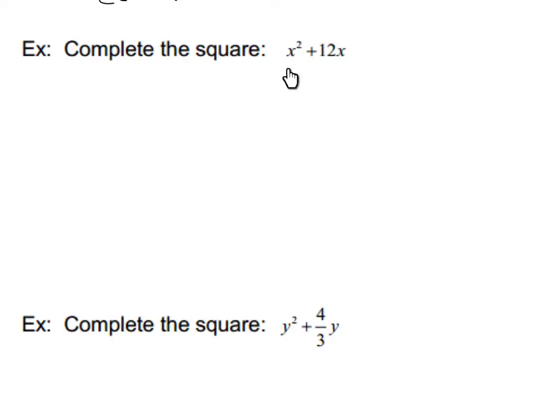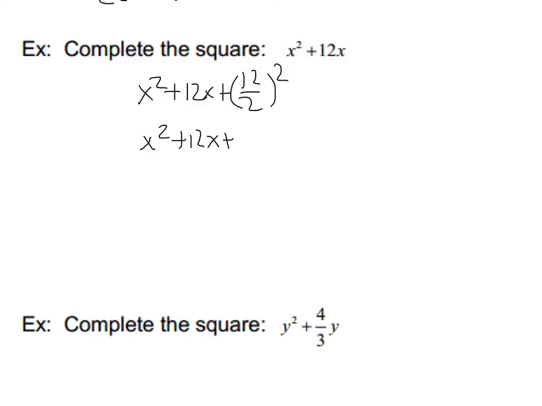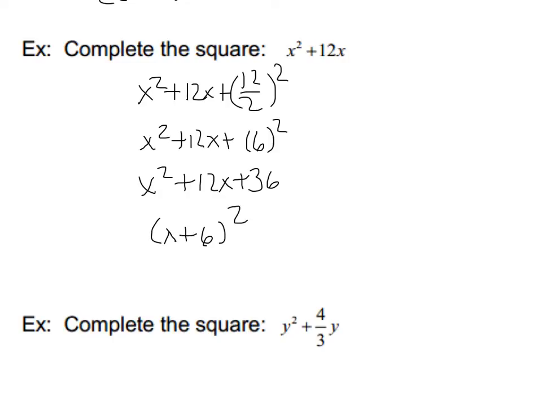Okay, let's look at another example. Complete the square, x squared plus 12x. So see how it says plus here? That means it's going to be plus at the end. So you have x squared plus 12x plus 12 divided by 2 squared. x squared plus 12x plus 6 squared. x squared plus 12x plus 36. So this would be x plus 6 squared. Okay?